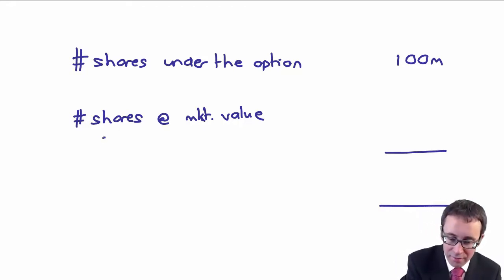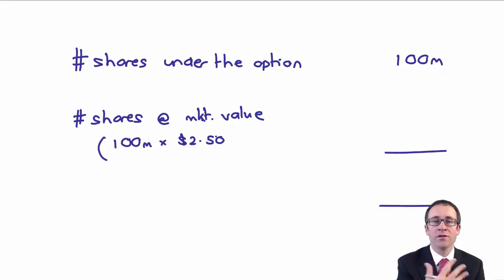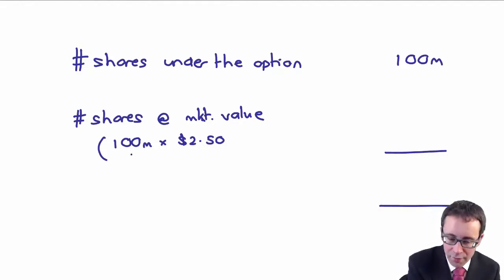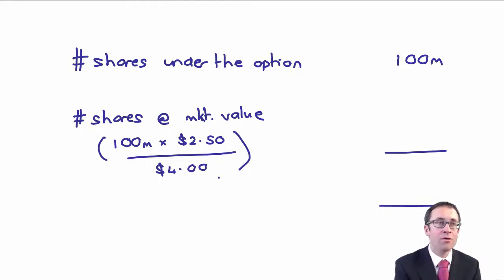So to work out the number of shares at market value, well, we get 100 million under the offer. To do that, I would have to pay $2.50 for each one. So $2.50 multiplied by the 100 million will give you your full amount of cash that you have available to buy the shares. If we divide that by the market value of 4, that will give you the number of shares that you could actually buy using your funds at $4 per share.